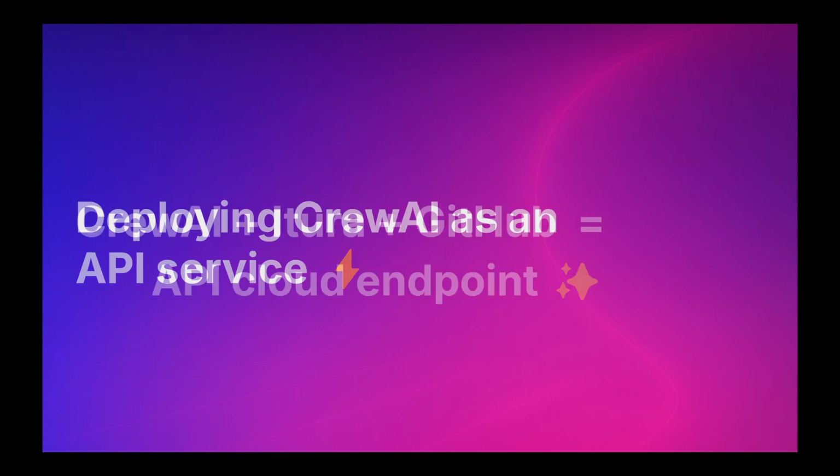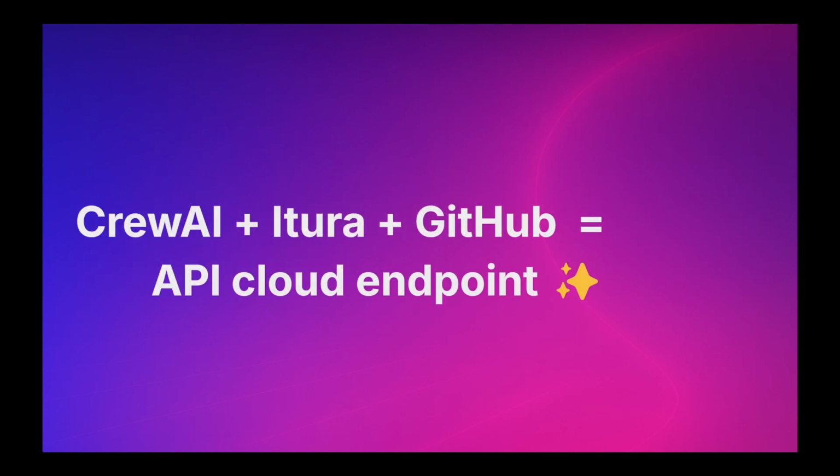We'll be using a platform called Itura for this example, which offers a free tier and makes deployment pretty straightforward. The really neat part is we'll connect it directly to our GitHub repository. This means whenever we push updates to our code, the deployed agent will get updated automatically. So we'll have continuous deployment right out of the box.